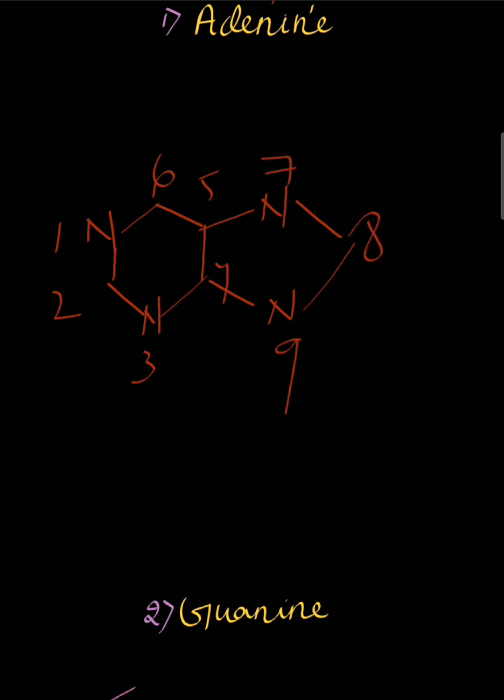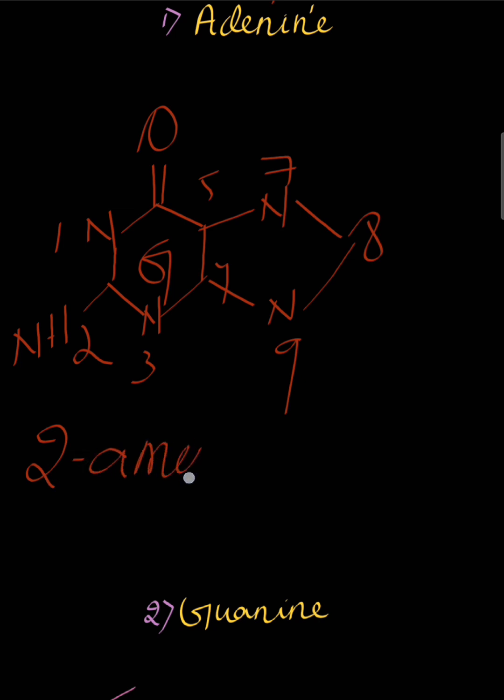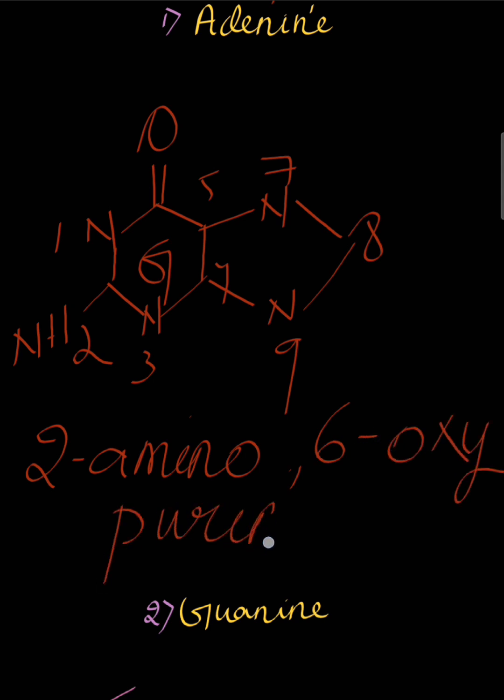Now, in the sixth position, in adenine, we had an amino group. But in guanine, we'll have an oxygen group attached to the sixth position. And in the second position, we'll have an amino group. So this is the structure of guanine. Can I say 2-amino-6-oxypurine? Yes, of course I can say that, right? So now we know the structure of purine and pyrimidines.